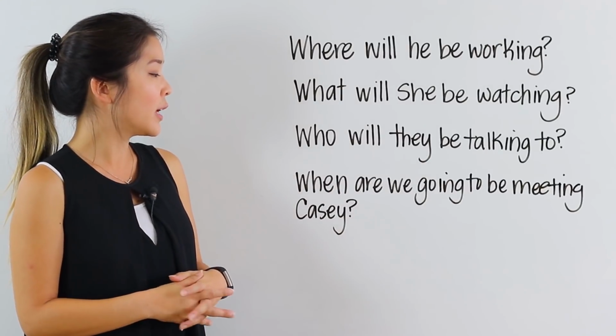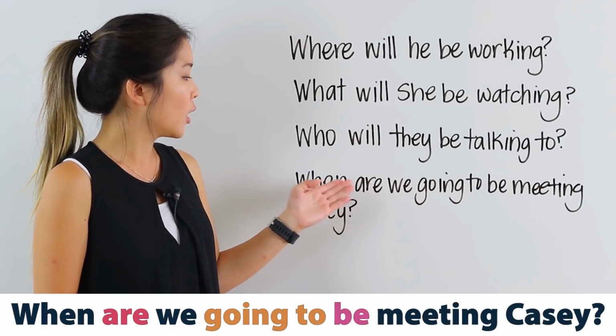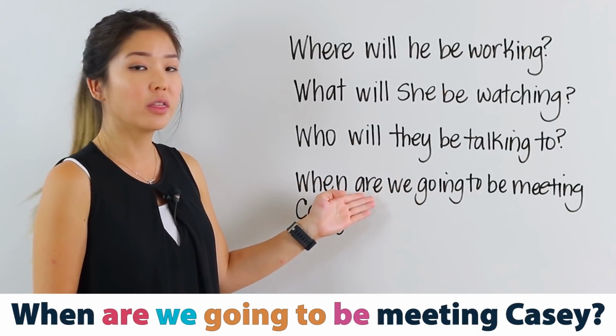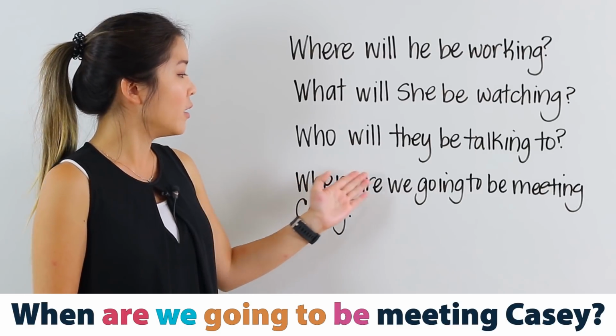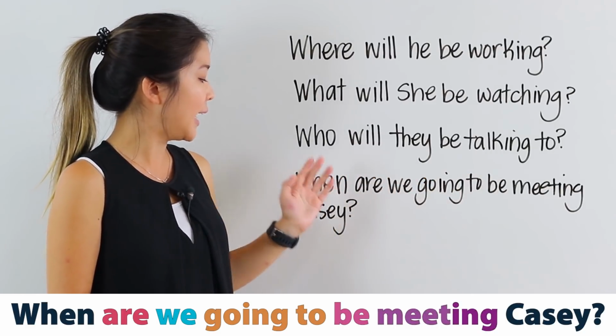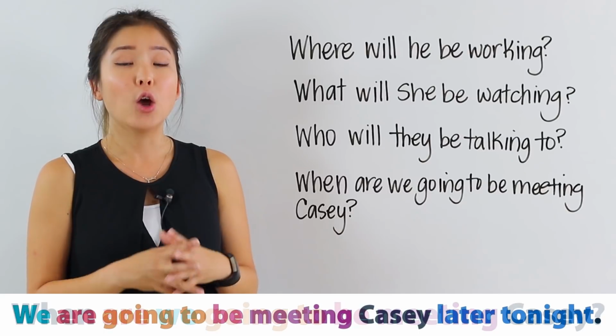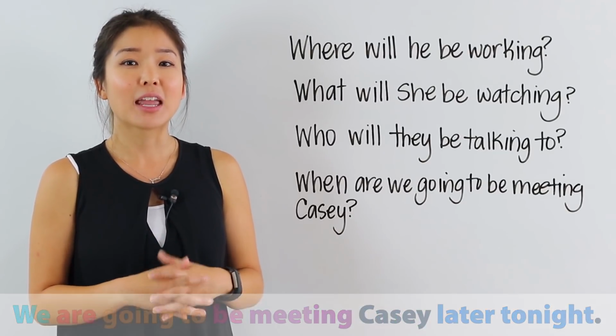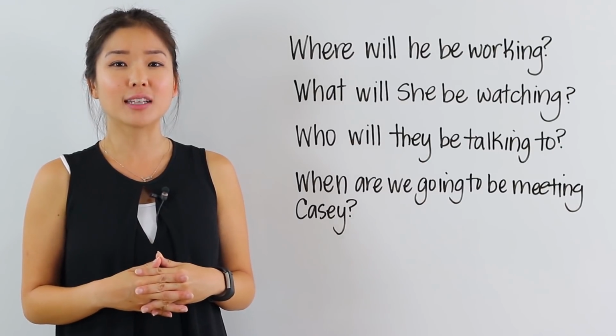The last question has be going to be. When are we? Here, the subject is we, so we start with the be verb are. When are we going to be meeting Casey? I can say we are going to be meeting Casey later tonight. Good job, everybody. Let's move on.